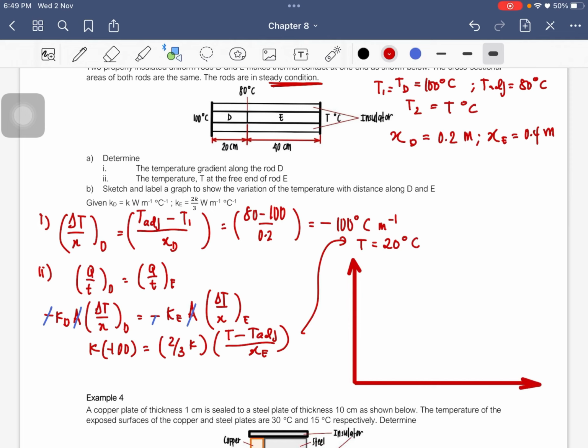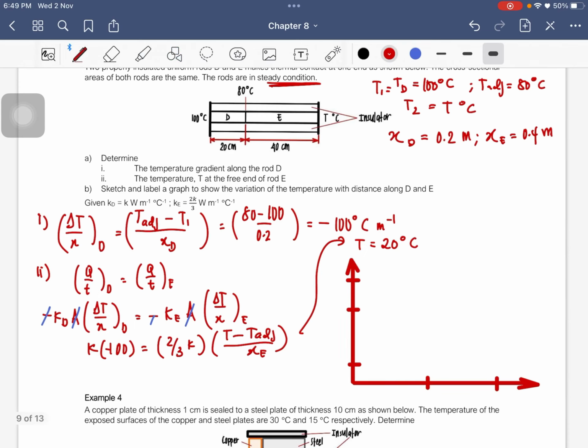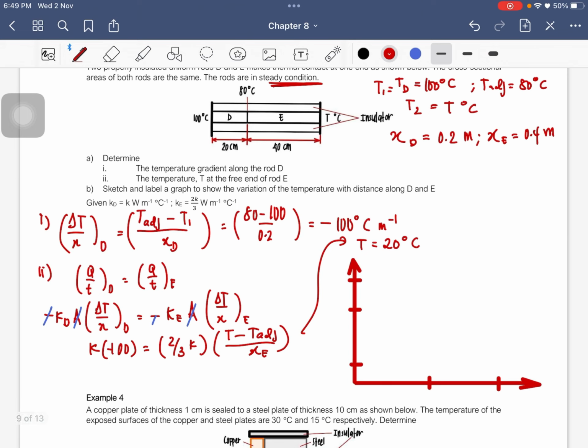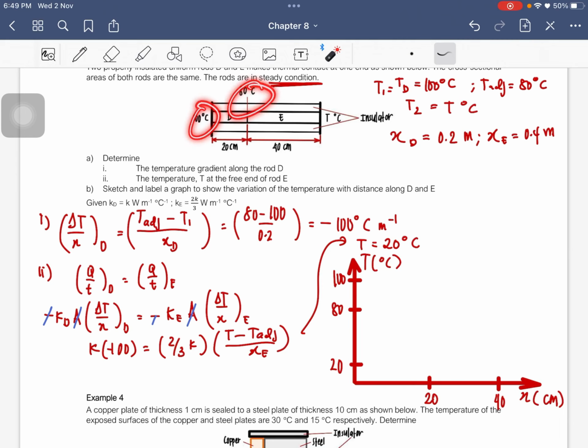It's just a rough sketch. So the highest temperature is 100, and then we have 80 degrees Celsius, and then we have 20 somewhere there probably. And we have 20 centimeter and then 40 centimeter. So this is your temperature, which is in degrees Celsius. This is your distance, which is in centimeter. So this is 20, this is 40, 100, 80, and 20. So it goes from 100 to 80 degrees Celsius for 20 centimeter.